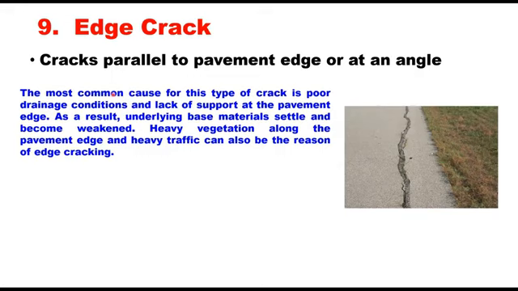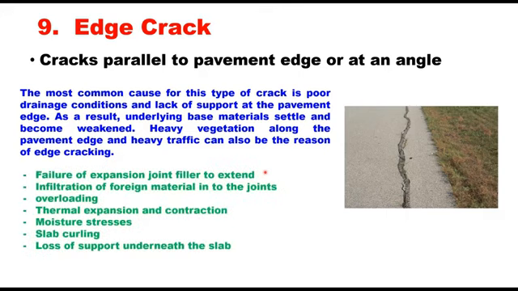The next is edge cracking. These are cracks parallel to the pavement edge or at some angle. The most common cause for this type of crack is poor drainage conditions and lack of support at the pavement edge. As a result, underlying base materials settle and become weaker. Heavy vegetation along the pavement edge and heavy traffic can also be the reason for edge cracking.